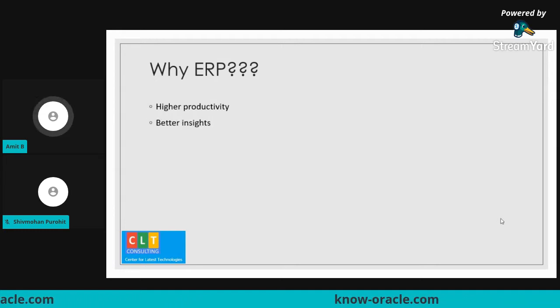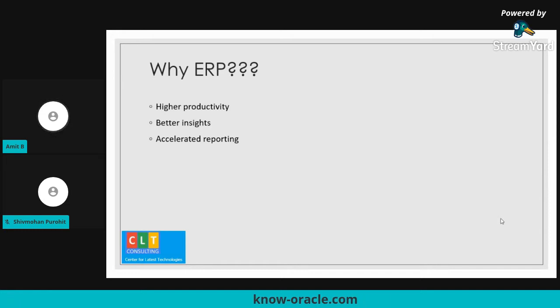Better insights. So if you have a good amount of data, if you have got historical data, you have current data, and based on your analysis, you can make informed decision, you can have better insights of your sales, of your projections, of your budget, of your planning. So it helps you in better insights basically.